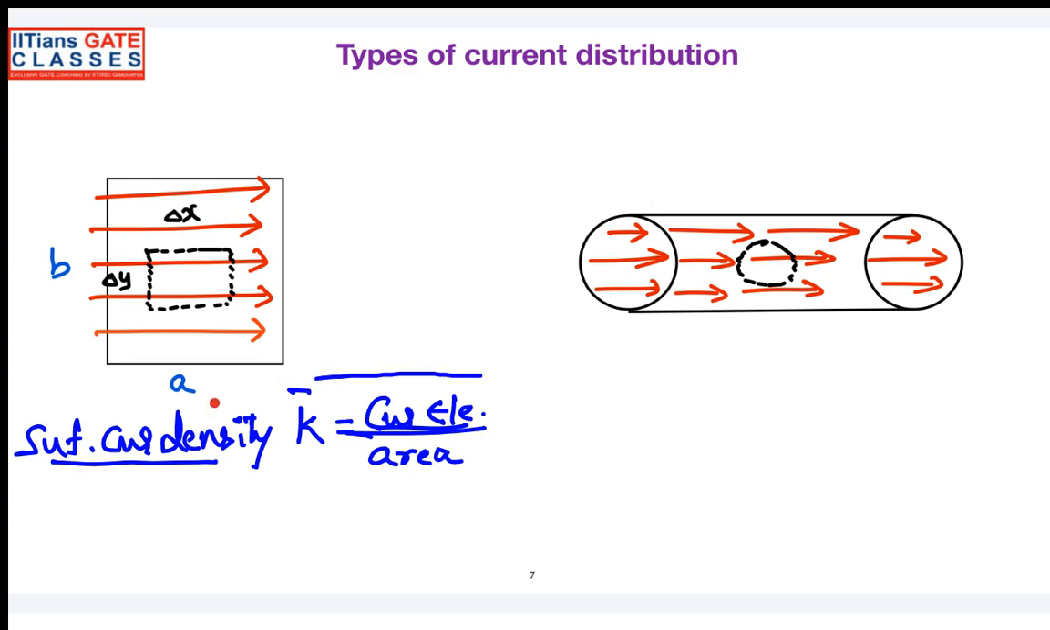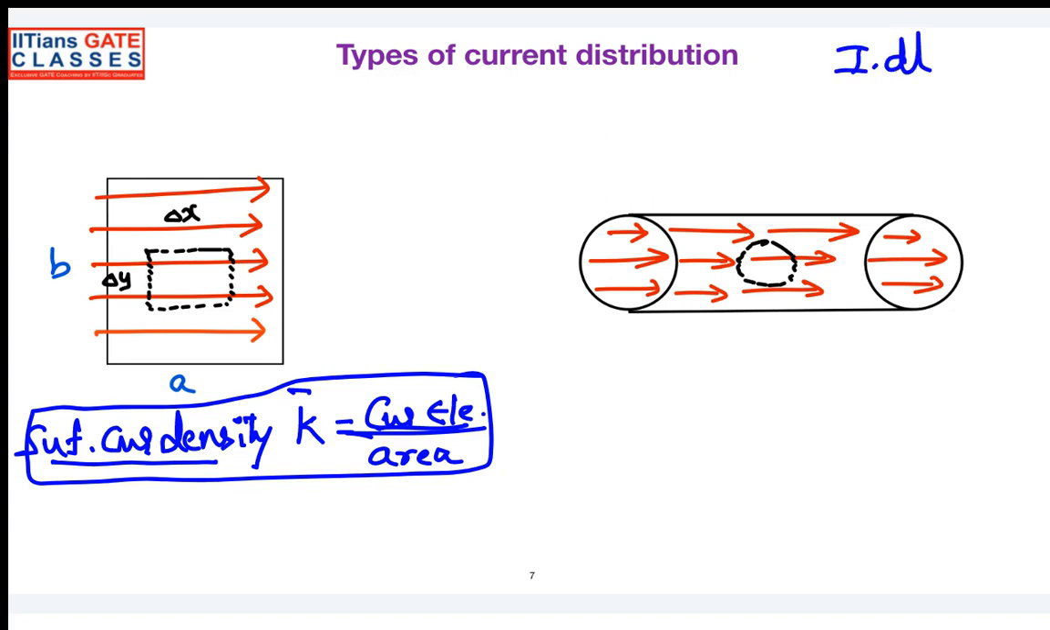What is the current element? I discussed it when I was discussing Biot-Savart Law. The current element is the current flowing in a differential length. A simple example is that the current element is I dl. So in this case, let me consider this is your x-axis and this is your y-axis, and I have considered a small part of the metal, or you can say a small part of the area.